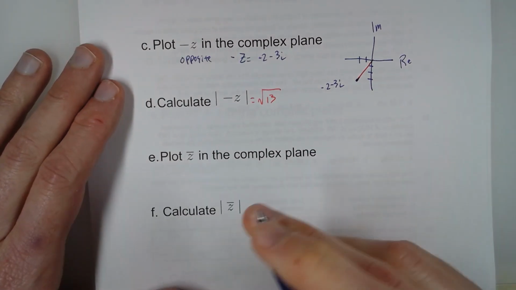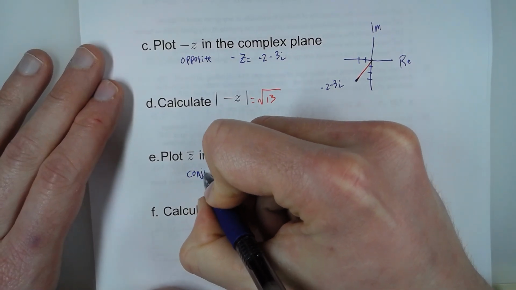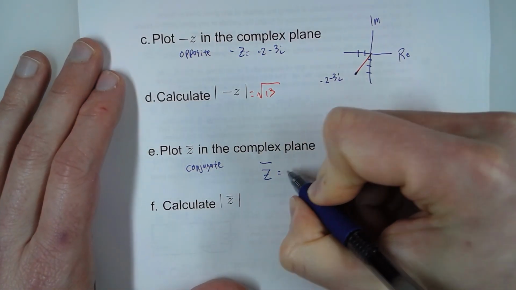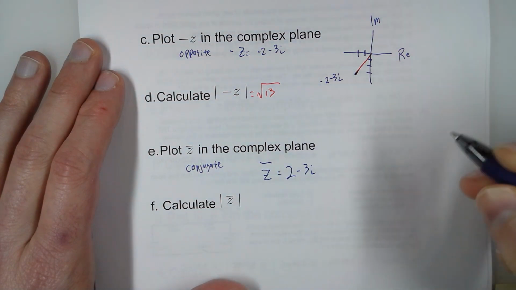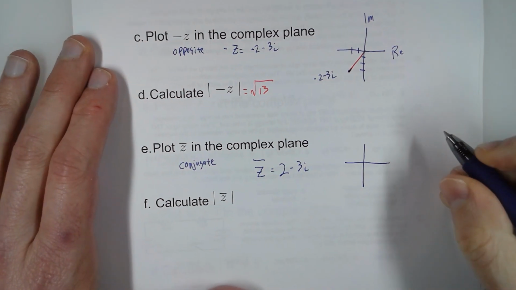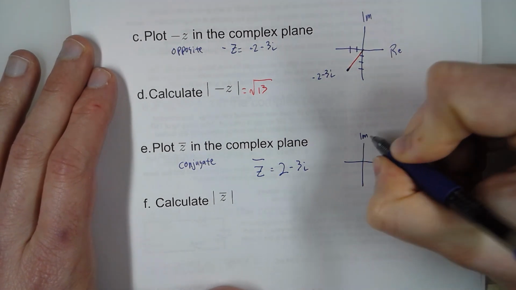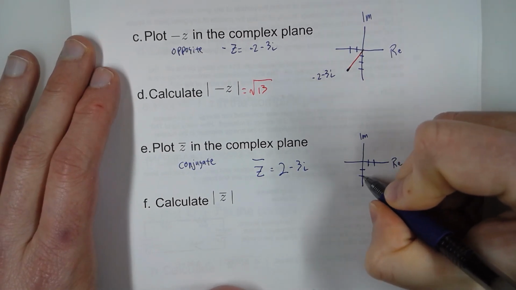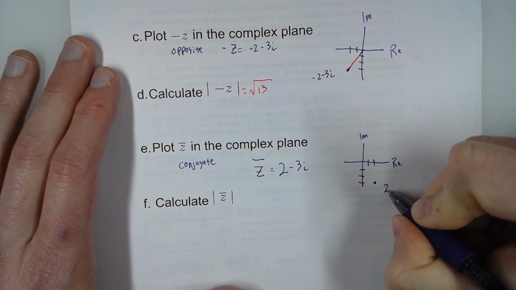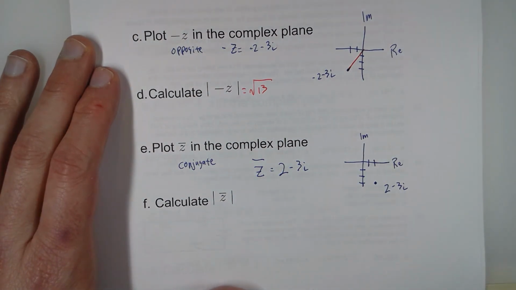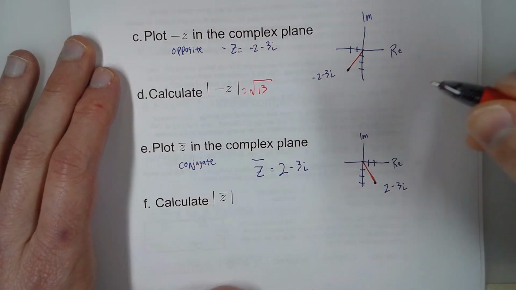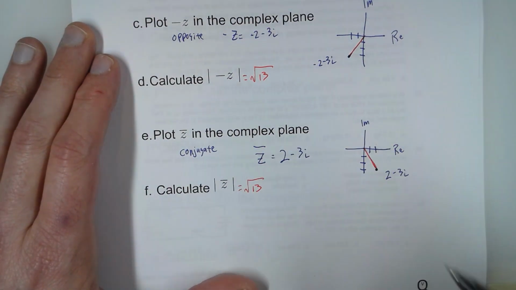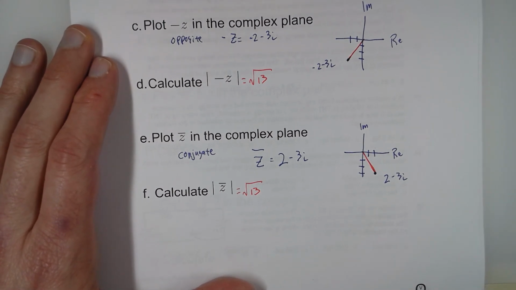Now letter E, with that bar on top, means we want the conjugate. So the way we write the conjugate, z bar is 2 minus 3i. So I have the real and the imaginary. So I'm going to go 2 spaces in the real direction, but I'm going to go negative 3 spaces in the imaginary direction. So here is 2 minus 3i. And here again, we want to find the magnitude. We go over 2 and down 3, so this magnitude is going to be the same as what we had before. Square root of 13.